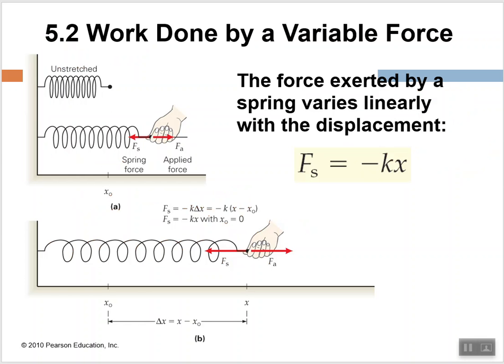All right, work done by a variable force. In this case, variable force meaning the spring. The amount of force that the spring is going to pull with is going to change depending upon how far it's been stretched. The force of the spring is equal to negative kx. In this case, k represents the strength of the spring, and x represents the distance it has been pulled. So k is the strength, and x is the distance, or the displacement, of the spring.